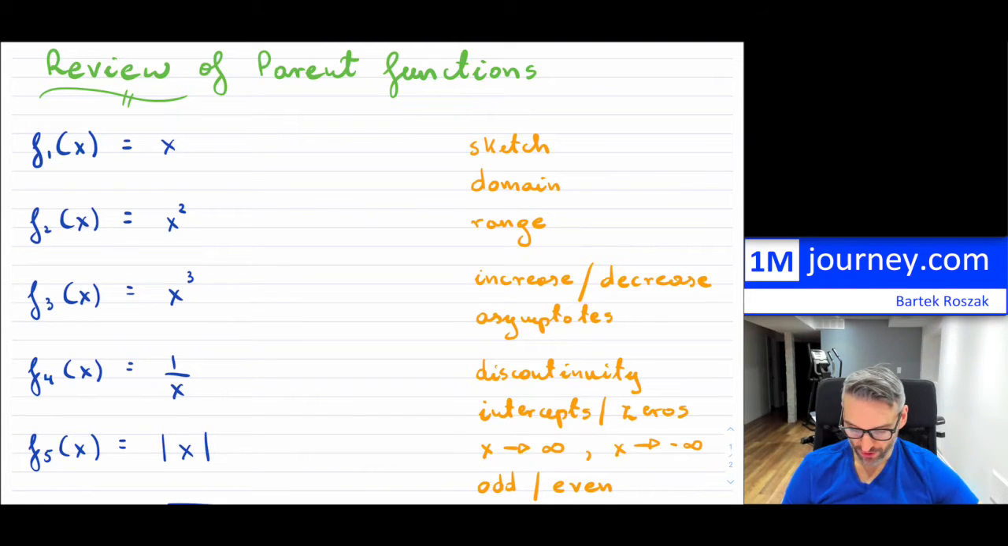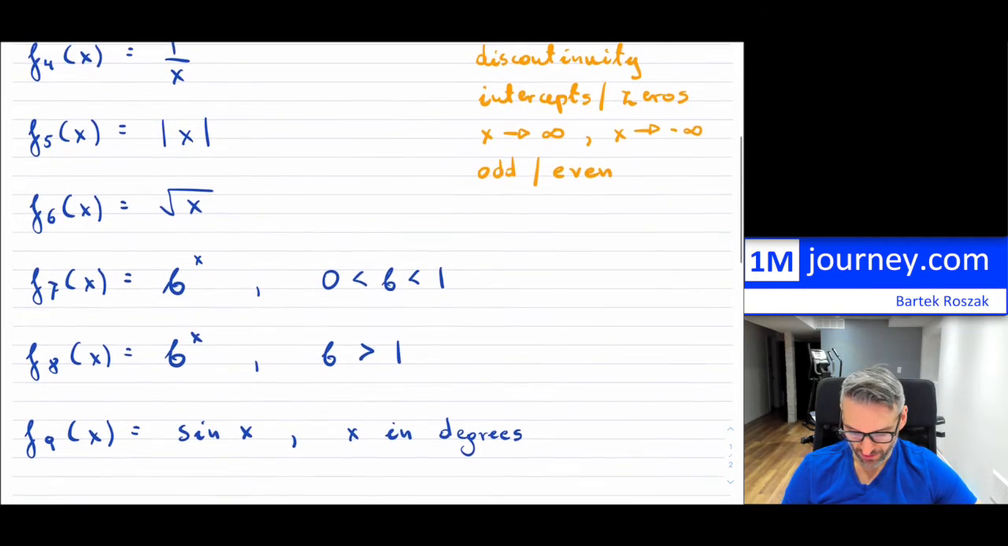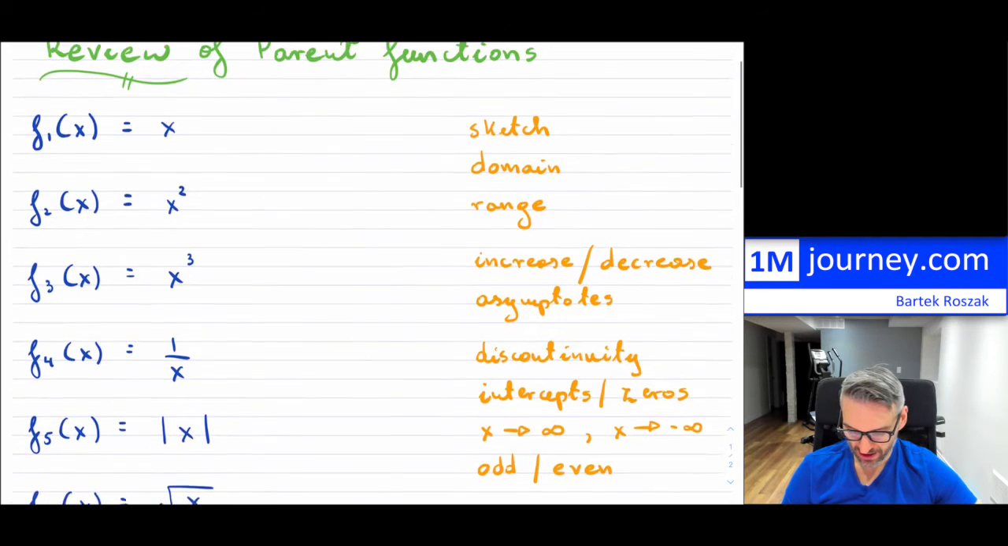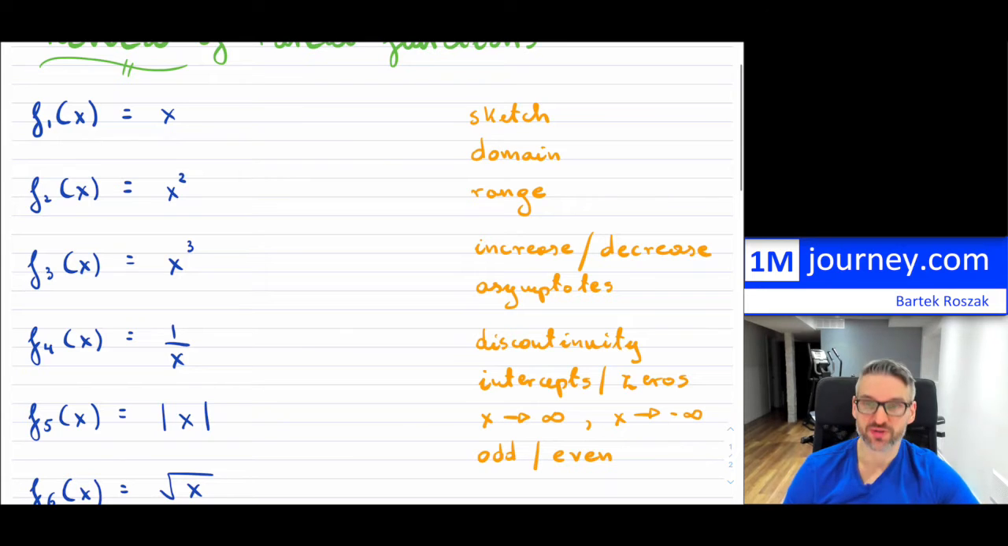So I'm going to go through quite a few of these parent functions. There are about 9 of them here, which summarize more or less all the ones that you have run into at some point. On the right hand side, I'll concentrate on how a sketch of these looks, what the domain and ranges are, and where they're increasing. As the input x increases, what happens to the functions? Are they increasing, decreasing? Are there any asymptotes, or possibly discontinuities in them?